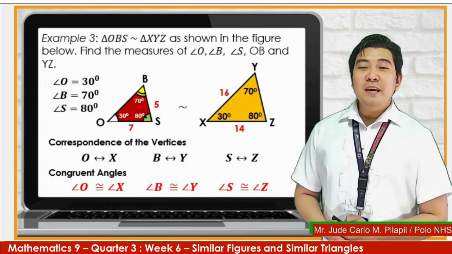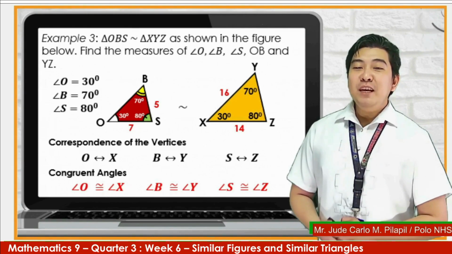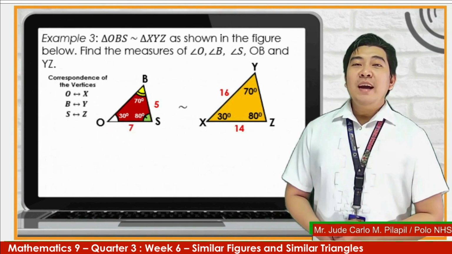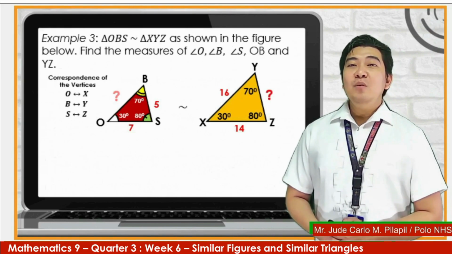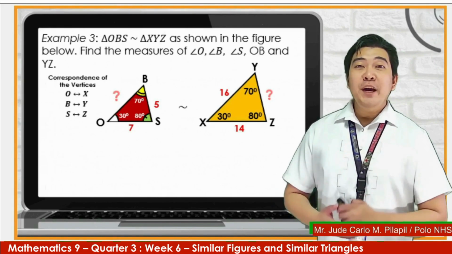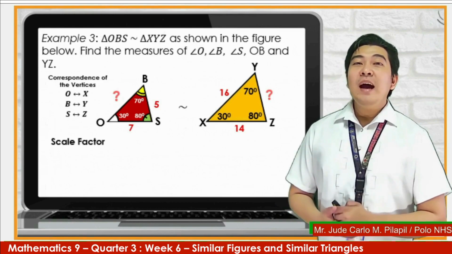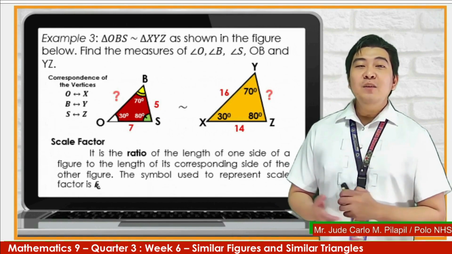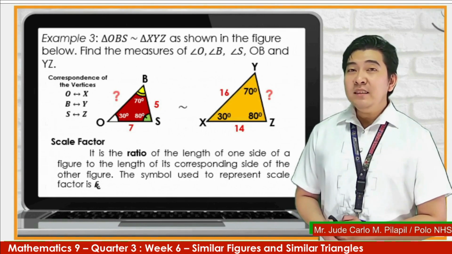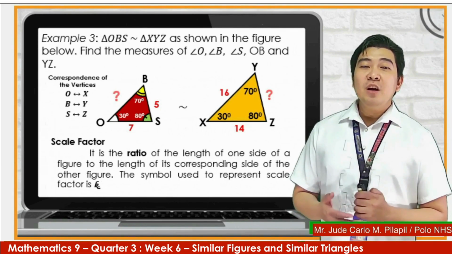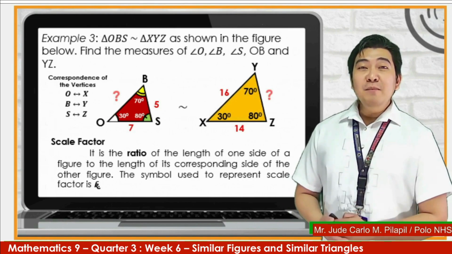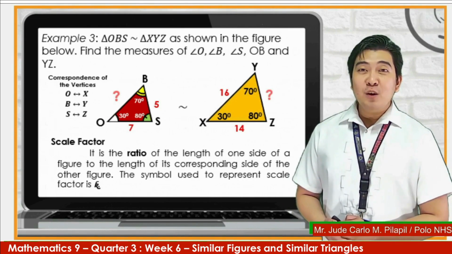Still working on the same problem, let us find the measures of the missing sides. How are we going to find the lengths of OP and YZ? At this point, we need the scale factor. What is a scale factor? It is the ratio of the length of one side of a figure to the length of its corresponding side of the other figure. The symbol used to represent the scale factor is K.